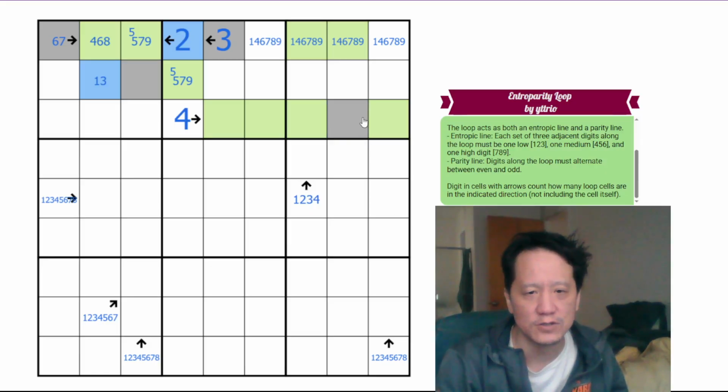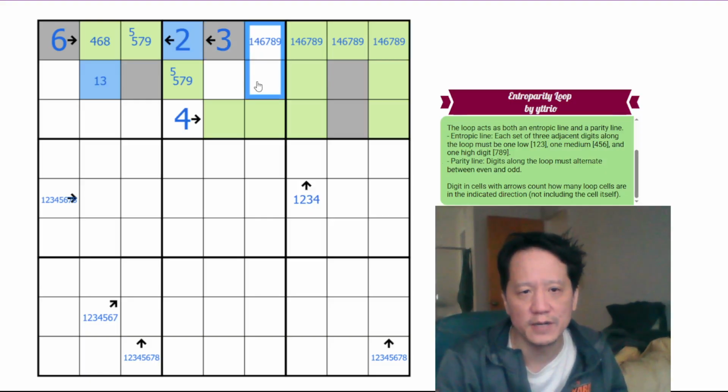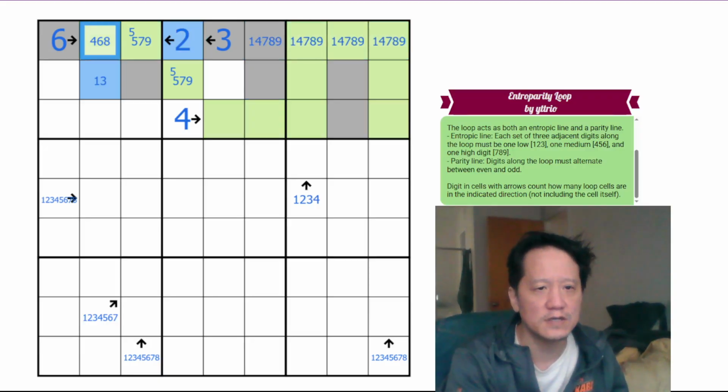This is not on the loop. This must go this way. It cannot go this way because it would be touching itself, so it has to go that way. Same with this. This must go that way, and this is not on the loop. So this sees 6 cells that are on the loop because this cannot be on the loop here. So we don't have a 6 here.